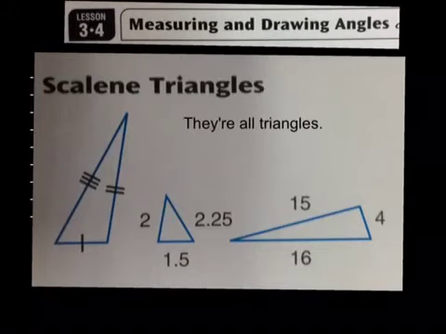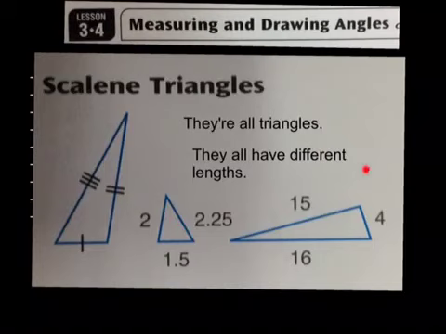How are all three triangles the same? Well, they're all triangles. All of them are considered triangles. How are they different? They all have different lengths. So, this is how scalene triangles compare. They're all triangles, that's how they're the same, and they all have different lengths, that's how they're different.